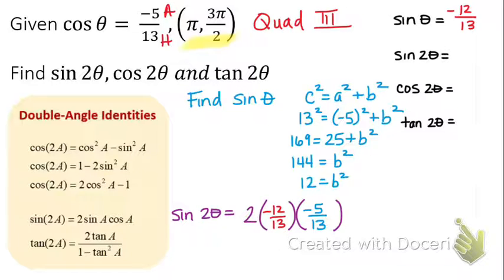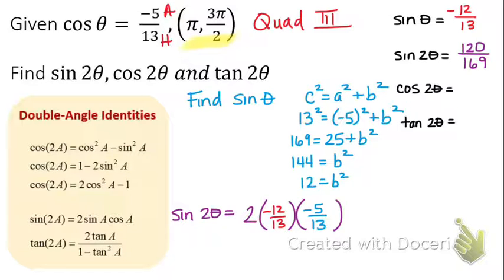But don't worry about reducing. When I multiply it straight across, I get that my sine double angle is equal to 120, and it's positive because I'm multiplying two negatives, over 169. That would be my answer for my sine double angle. Any questions about that?